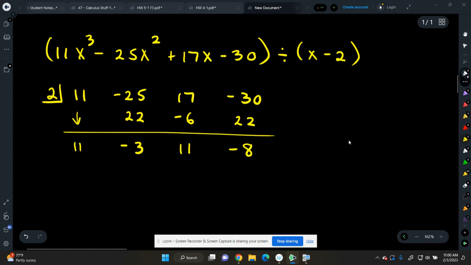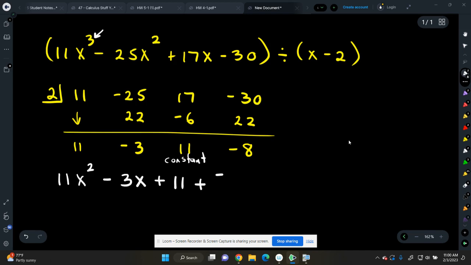Now, our answer, we always go one less than we started with. So this is 11x to the second minus 3x to the first. There's no more x's, so this is plus 11. This is what's called our constant. Plus 11 plus, or you can do minus, so plus negative 8 over x minus 2. That's our answer.